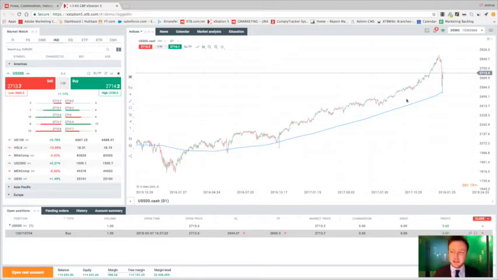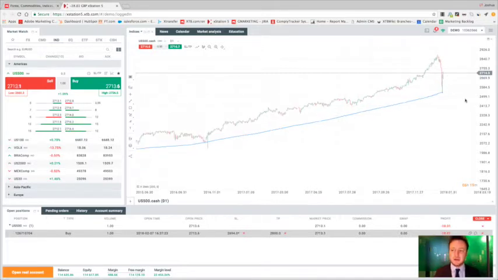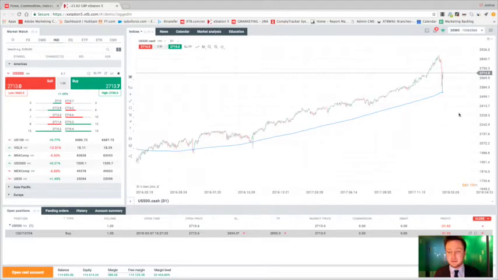This doesn't mean the only trade you can do is go long the market. You could obviously take a short position, but you should at least be aware that if you do go in a short position when the market's in an uptrend, you are in a counter trend position.